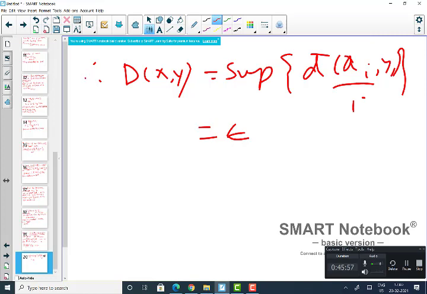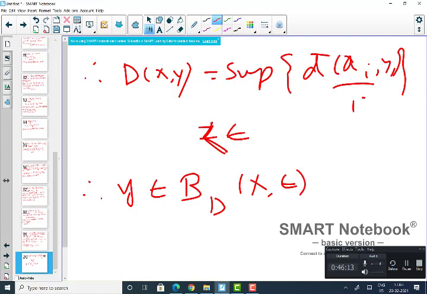And what does that mean? That means the distance from y to x is less than epsilon, right? So this is less than epsilon, okay, not equal to epsilon, less than. And this implies this y is an element of B_d(x, epsilon), and hence every element of b is inside B_d(x, epsilon), and this is inside U. Done. So one part is done.